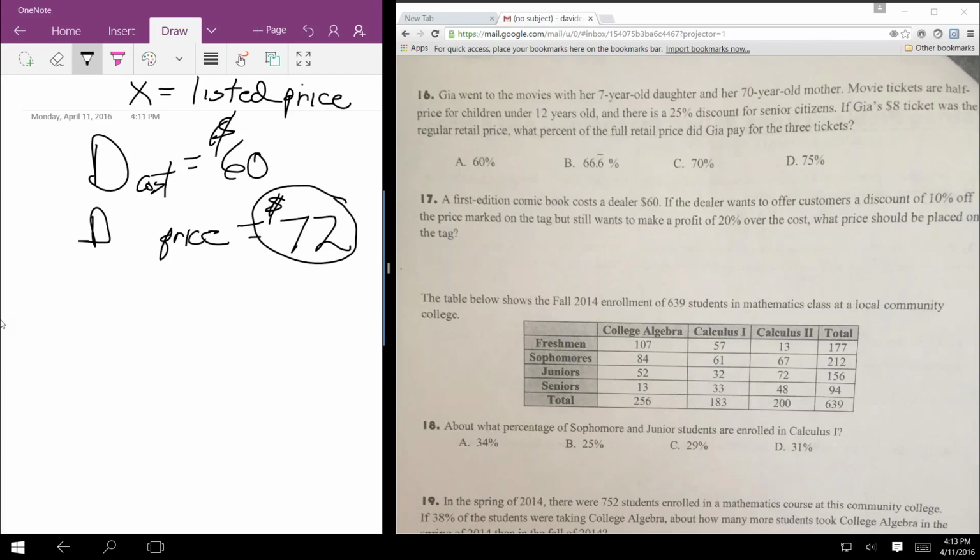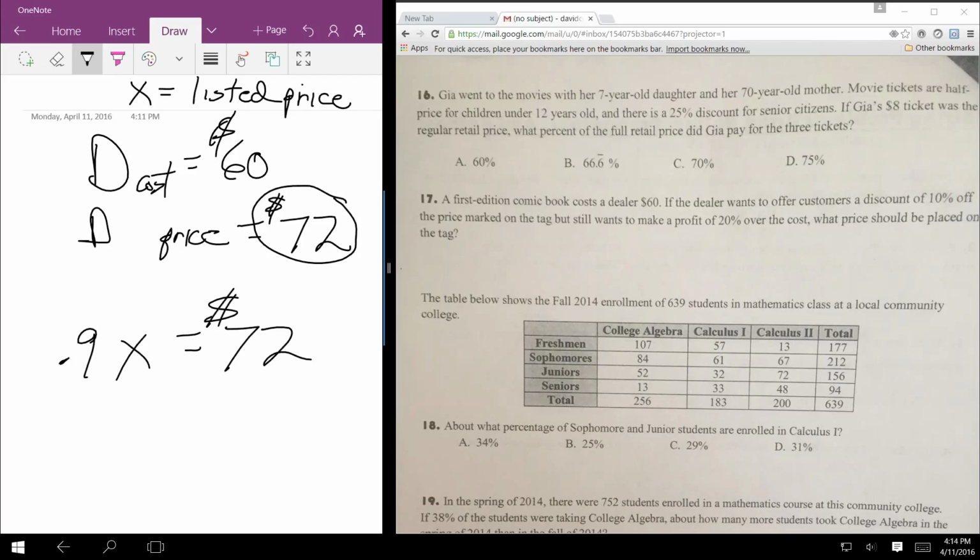Would it be 72 times 0.1 equals x? Almost. He wants to give the customer a 10% discount. So if I do that, that has to equal $72.